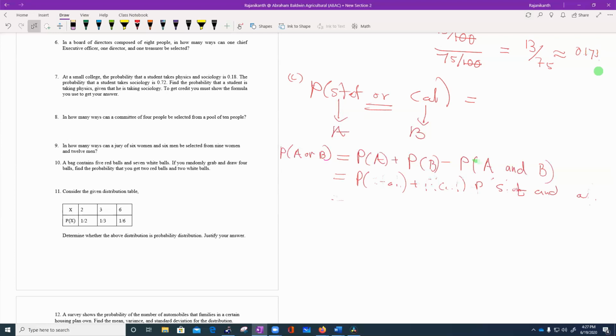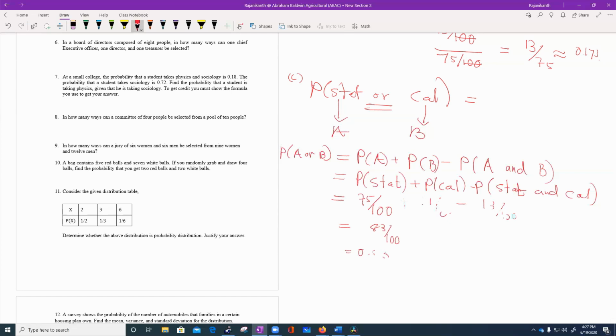Okay, now it is very easy. You know how to find these three probabilities. How many statistics students? 75 out of 100. What is the probability of calculus? 21 over 100. Then subtract the overlap, 13 over 100. Exactly. So if you simplify, how much is it? 83 over 100. So that is 0.83. Does that make sense now?